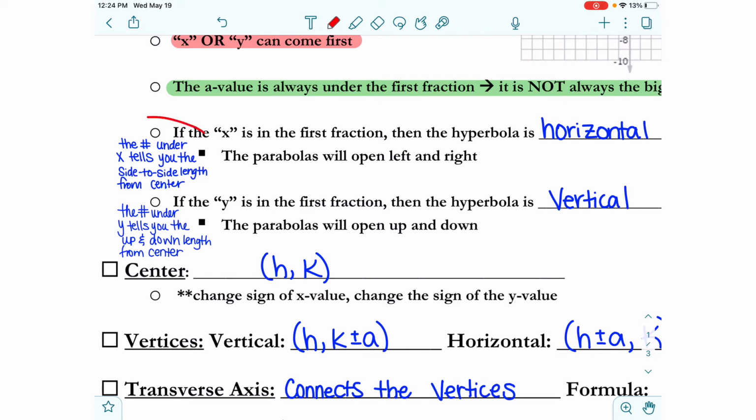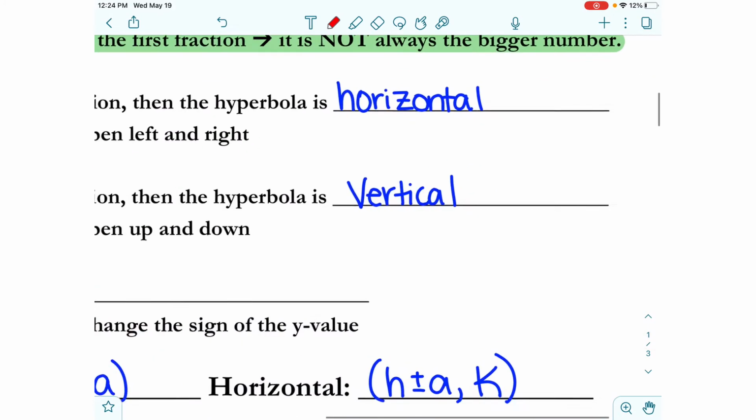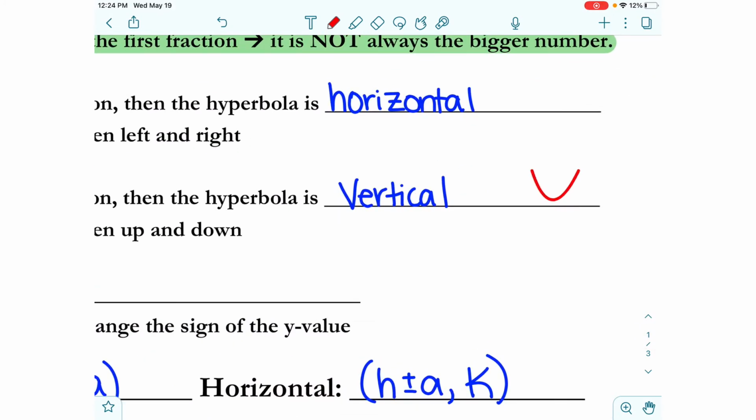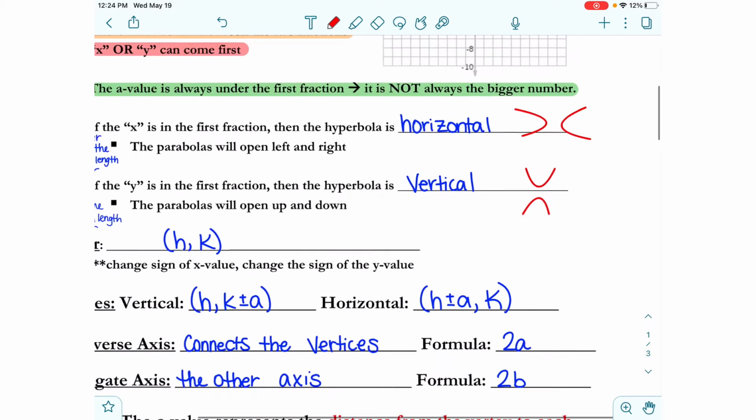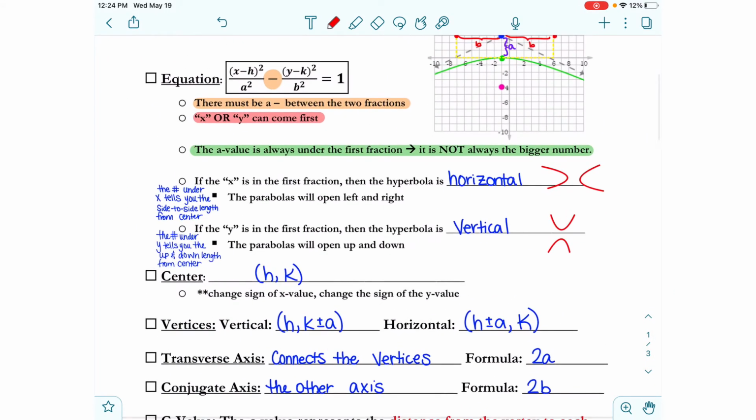And then this is a little side note. The number under the x is going to tell me the side-to-side length from the center when I'm making the box to graph, which right now doesn't make much sense, but it will when we're graphing. And likewise, the number under the y tells me the up and down length from the center. If the y fraction is first, then the hyperbola is vertical. And when I say vertical, I mean that the parabolas, because a hyperbola looks like back-to-back parabolas, open up. When we're horizontal, the parabolas open side to side. That's the difference between horizontal and vertical.